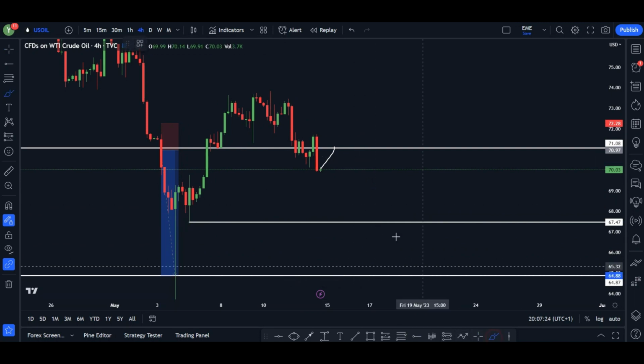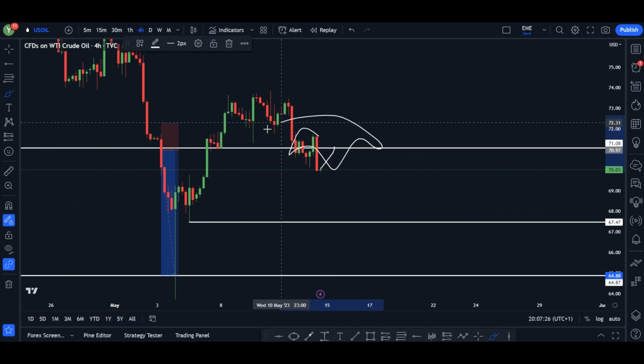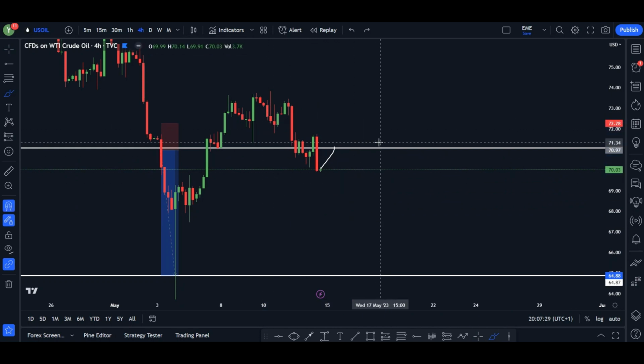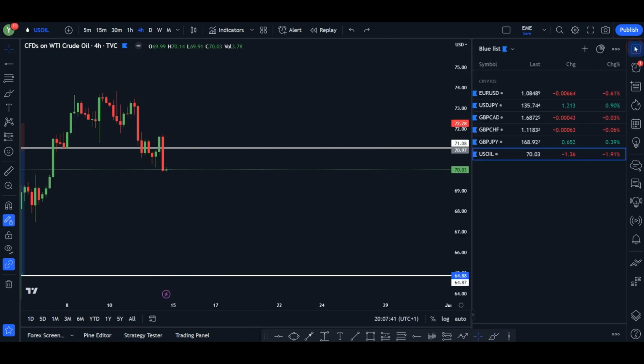Alternatively, this guy might just zigzag or just do whatever he wants around this level, and as long as it's not clear enough for me to take on a sell, which I'm much more keen on, I will just stay away from this. However, this is a nice setup to have on watch.